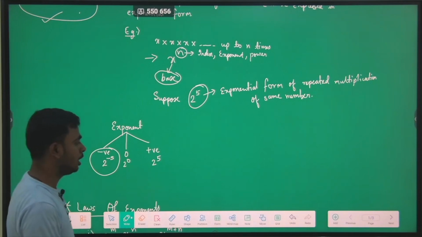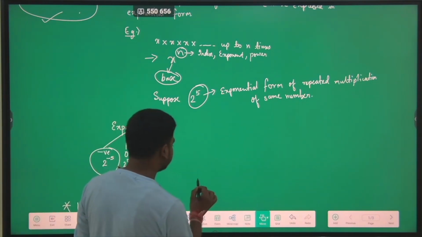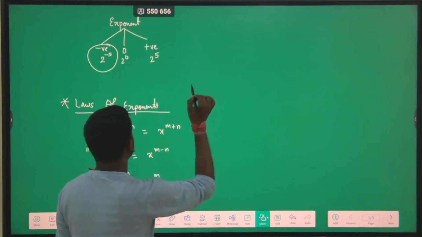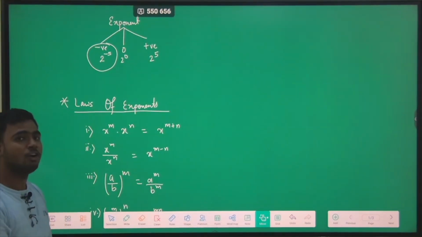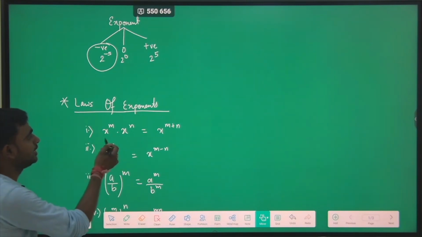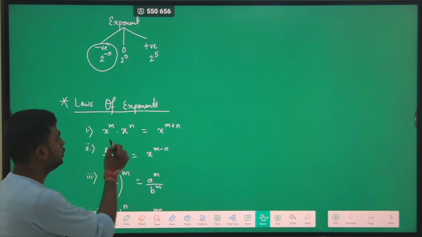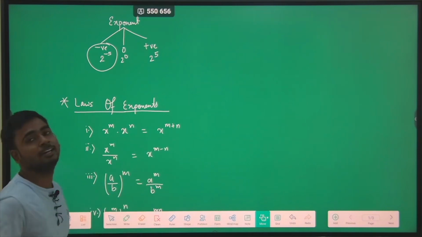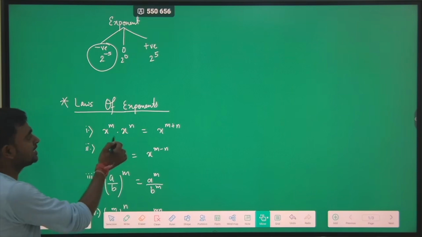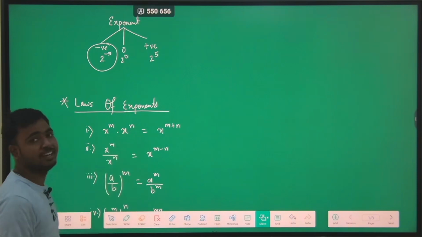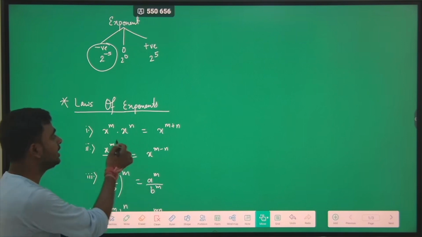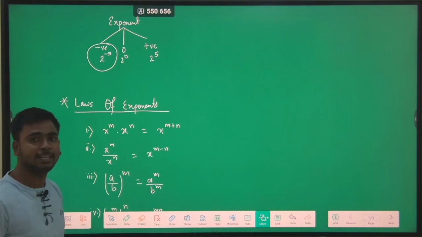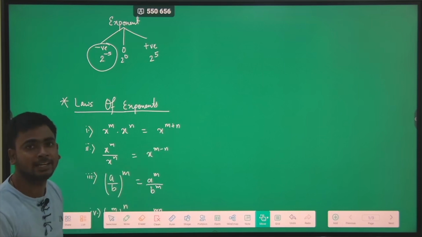Now, in class 7, we have studied certain laws of exponents. What were these laws? The first one was, if we multiply x to the power m with x to the power n, we will get x to the power m plus n. If bases are same and powers are different and multiplication is happening between two exponential forms, then the base will remain the same and the powers will be added.